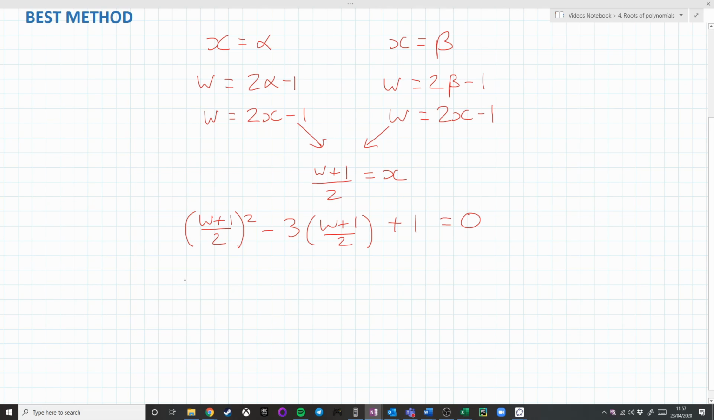And although that looks like a bit of work, it's not bad. We can do binomial expansion so fast. I would bring out the half first, so we get a quarter, (w plus 1) squared minus 3 (w plus 1), 3 over 2 plus 1 is equal to 0.